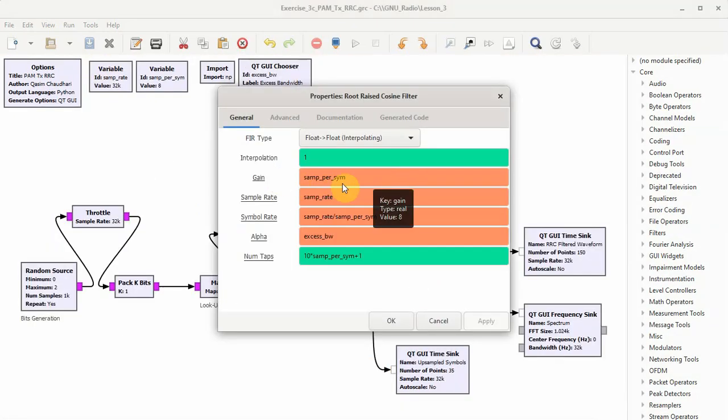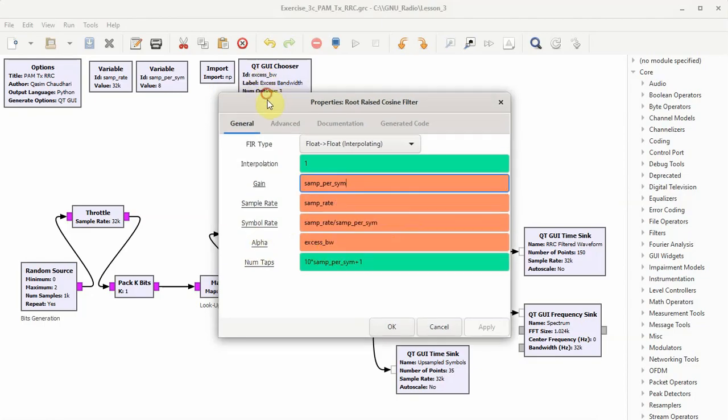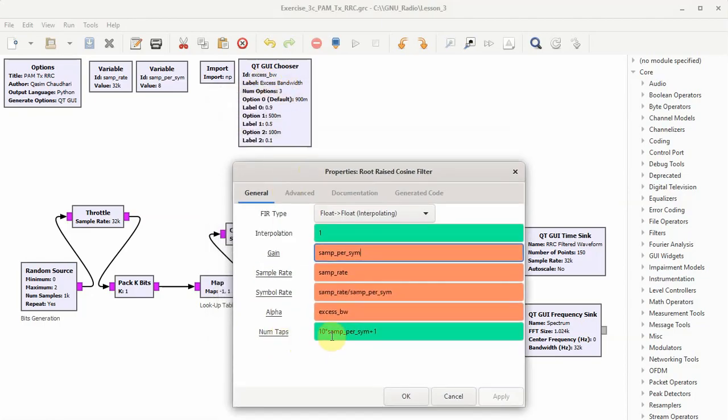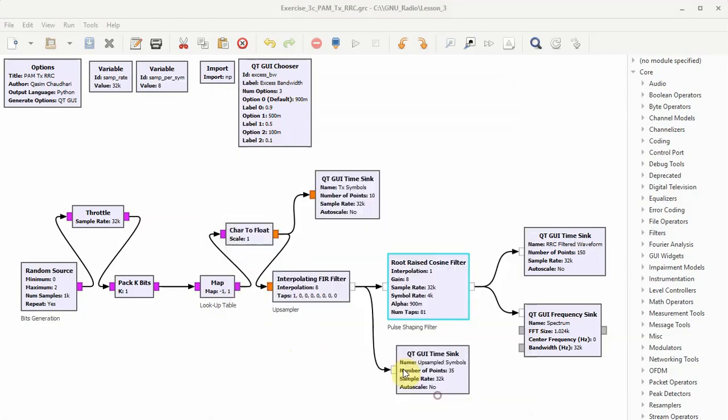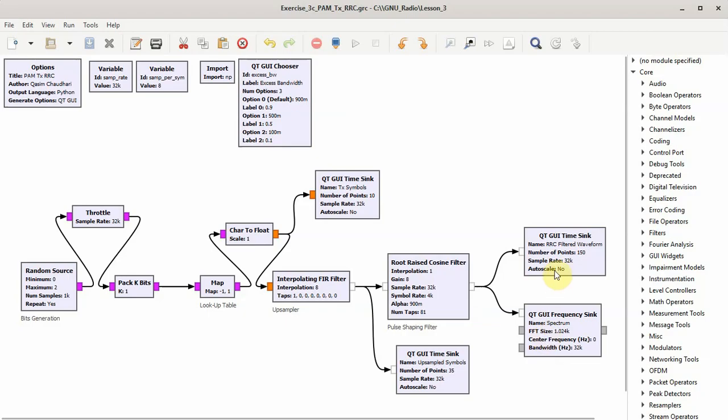So I have given the gain as samples per symbol. You can see this detail in the text. And the sample rate, the symbol rate is sample rate divided by samples per symbol. Samples per second divided by samples per symbol, which is symbols per second. Alpha is the excess bandwidth controlled by this GUI chooser, and the number of taps I've chosen is 10 times samples per symbol plus 1. So the group delay on either side is 5. We look at the output and the spectrum. Let's run the flow graph and see what happens.